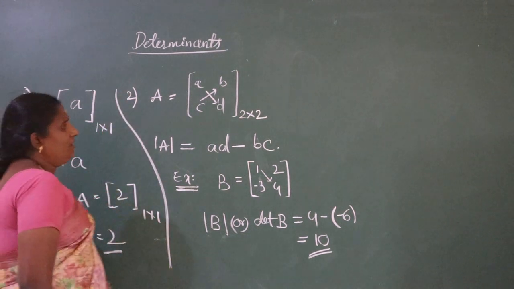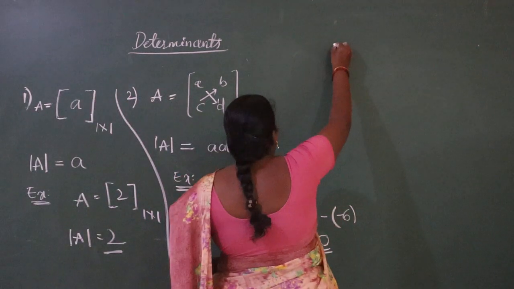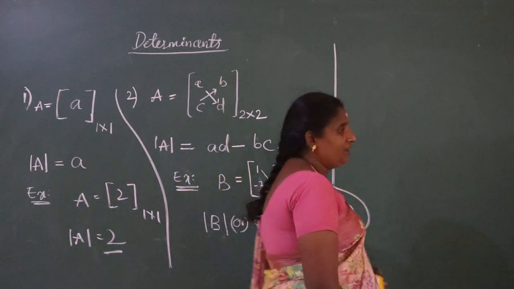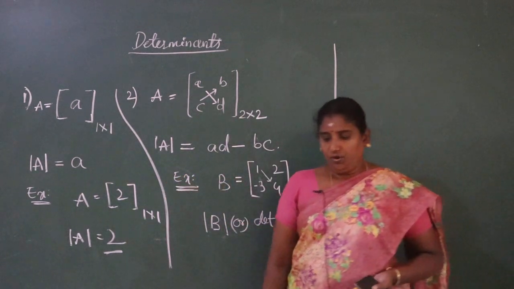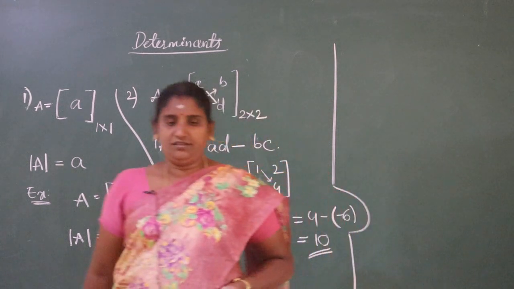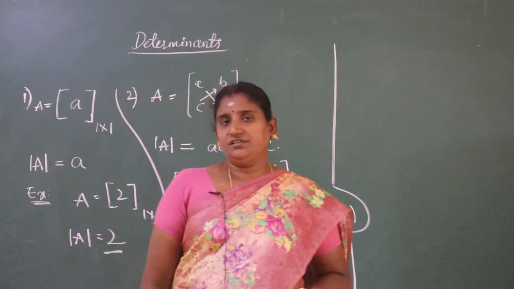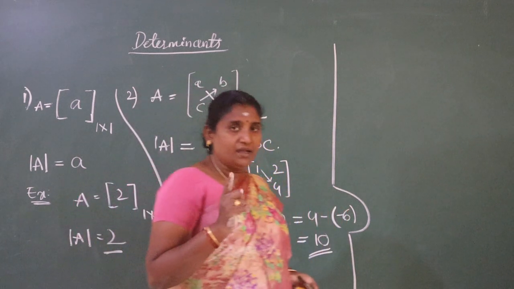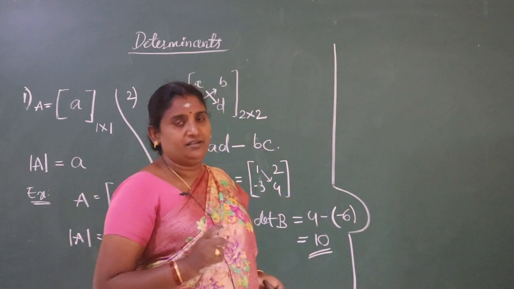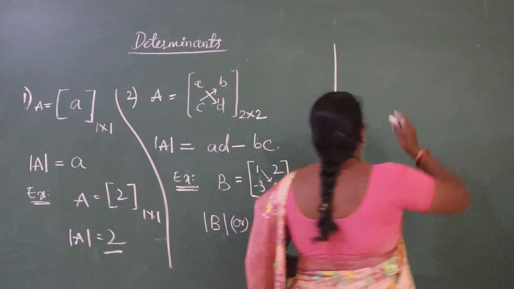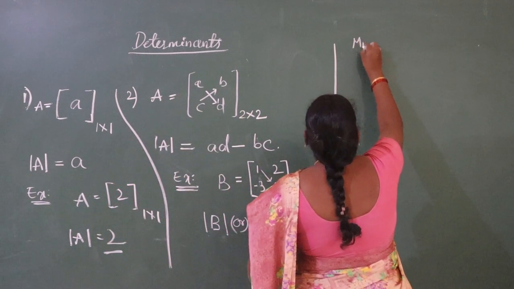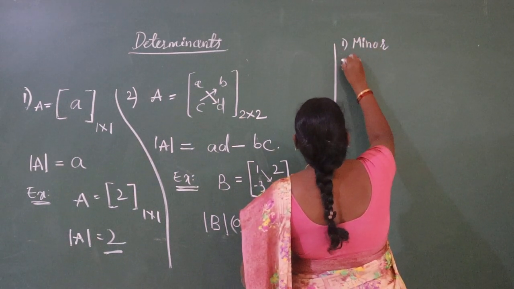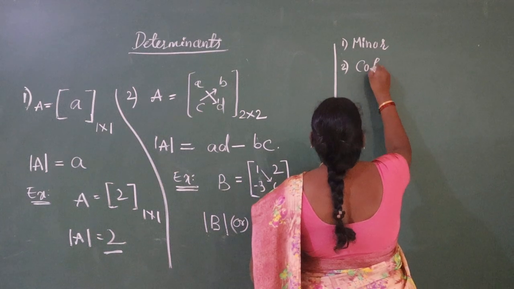But when we are going to find the determinant value for a 3 by 3 matrix, we need to know two more definitions. Very, very important definitions; we compulsorily should know them. What are they? Minor and cofactor. Two important definitions we should discuss. The first one is minor and the second definition is cofactor.